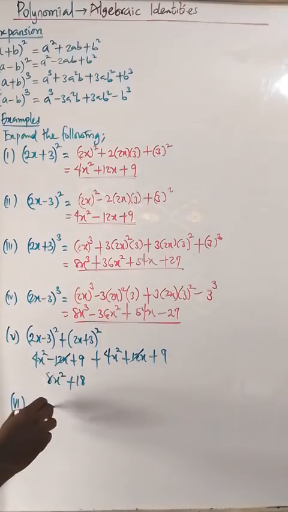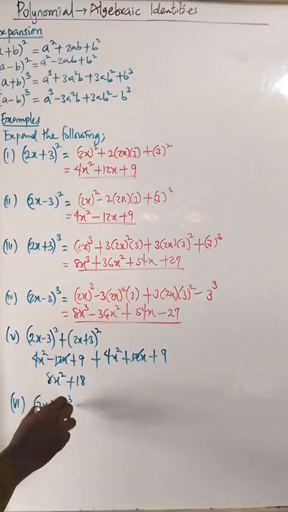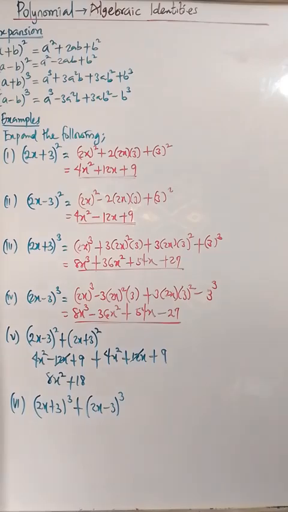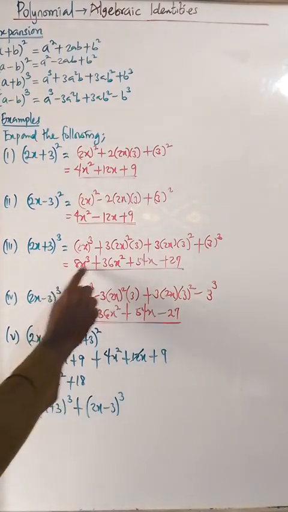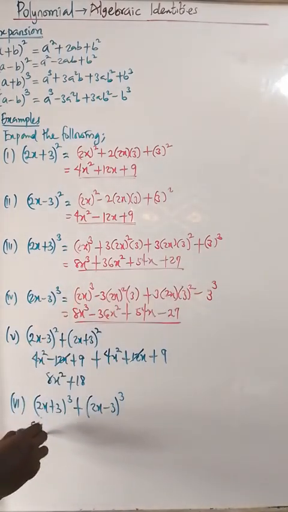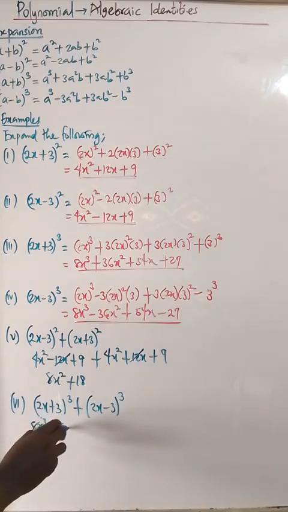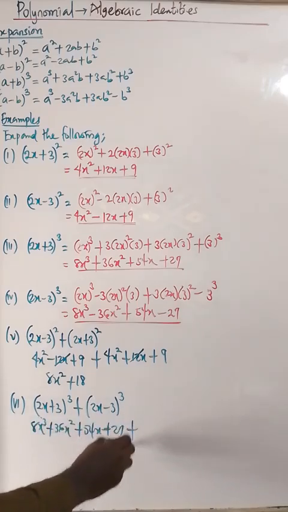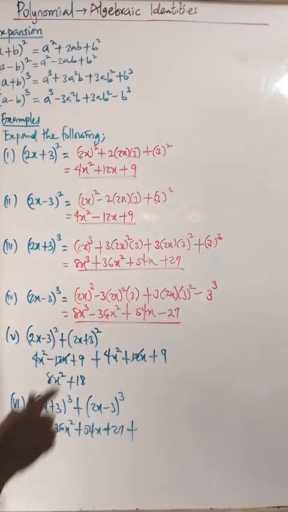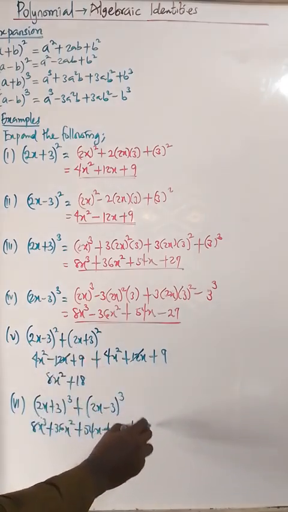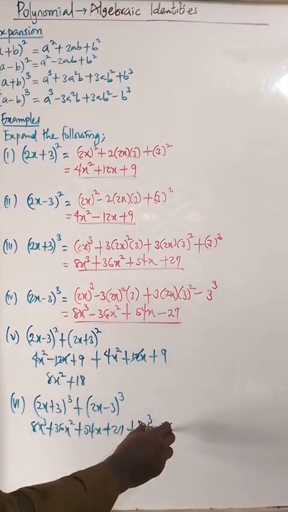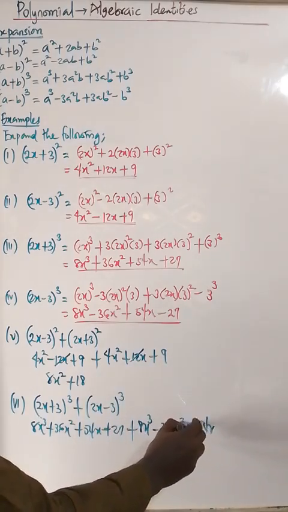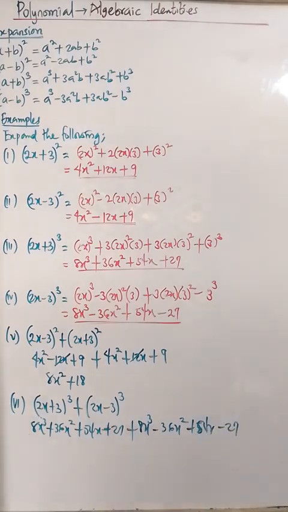We can have 2x plus 3 all cube, then plus 2x minus 3 all cube. In that case, we have 2x plus 3 all cube, which we've done here. So that is 8x cube plus 36x squared plus 54x plus 27, then plus 2x minus 3 all cube. What do you have here? This is 8x cube minus 36x squared plus 54x minus 27.